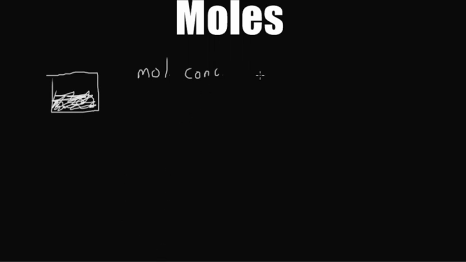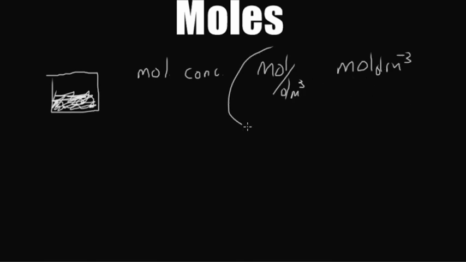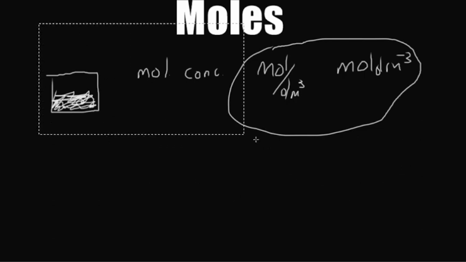Molar concentration is measured in moles per decimeter cubed. Moles can be written like this, or it could also be written like this: mol dm to the power of -3. My apologies. Both of these mean the same thing. And molar concentration is important in a lab so that we know exactly how much chemical we're using and not just the amount of solution.